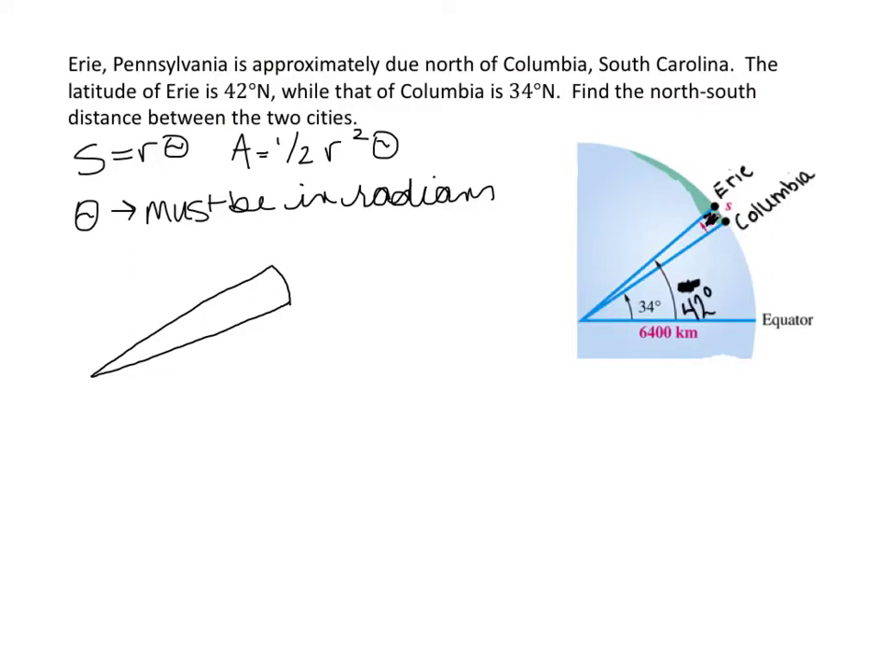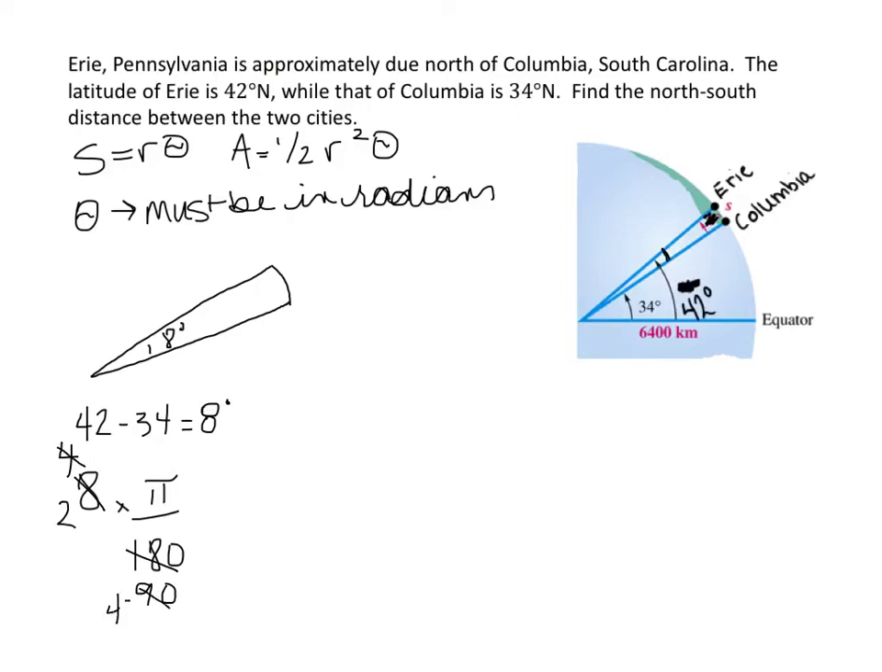We want the angle in between these two. So we're looking for 42 degrees minus 34 degrees, which means that the angle is 8 degrees. Now, of course, rule number 1 must be in radians. So we're going to take our 8 degrees times pi over 180. So I can reduce this. 2 goes into 8 4 times and into 180 90 times, 2 goes into 4 twice, and 45 times. So our theta is 2 pi over 45.